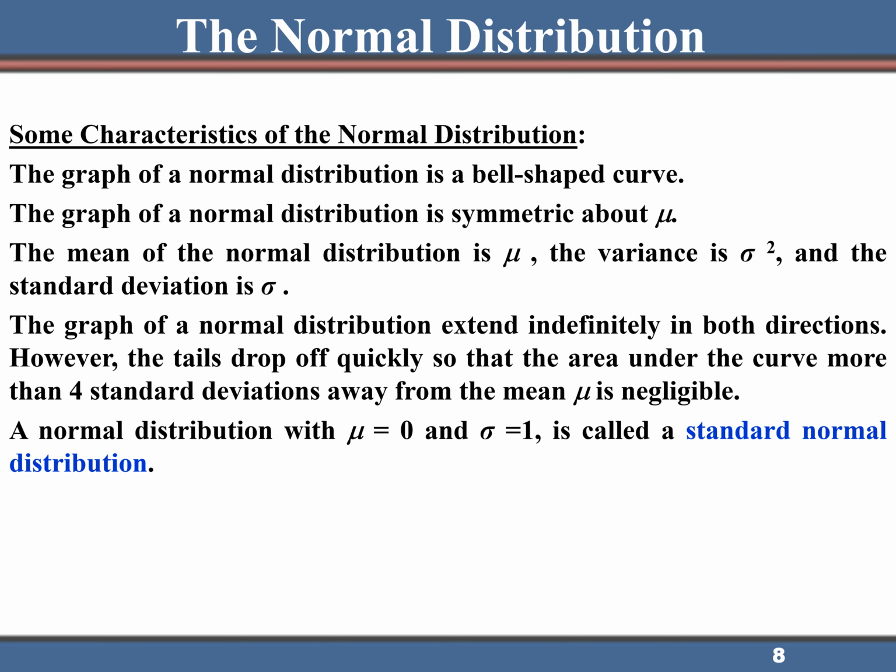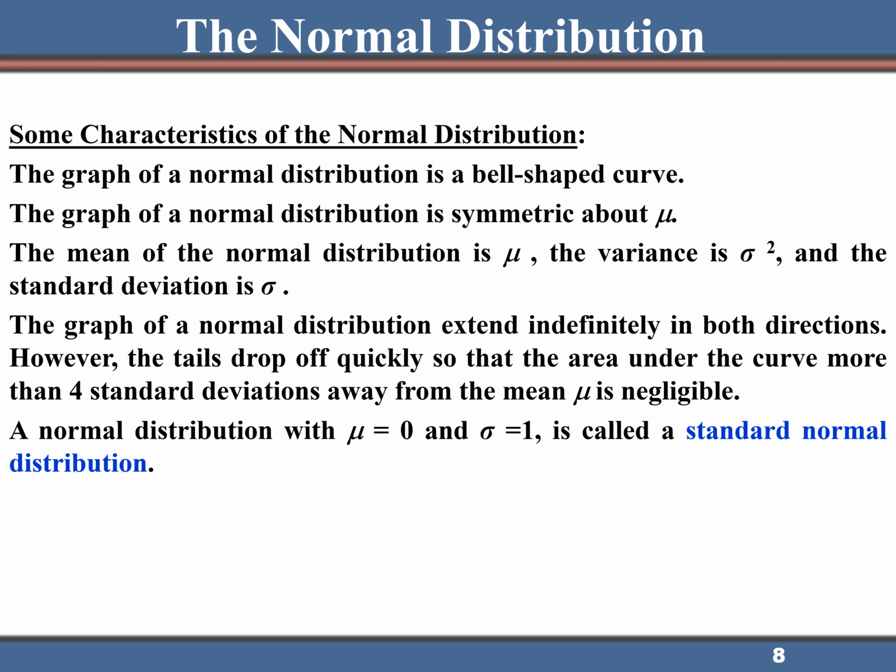The graph of the probability density function f of x of the normal distribution is a bell-shaped curve which is symmetric about mu, and it extends indefinitely in both directions. The parameter mu also represents the mean of the distribution. The parameter sigma represents the standard deviation of the normal distribution. The tails of the normal distribution drop quickly in such a way that almost the entire area under the curve lies within 4 standard deviations of the mean mu.